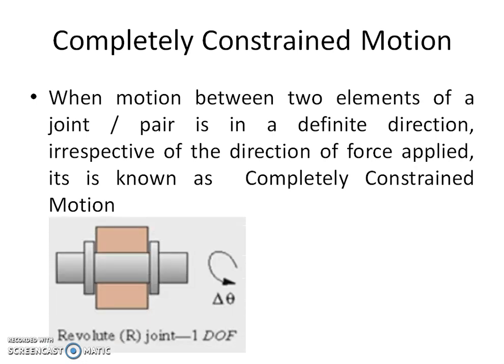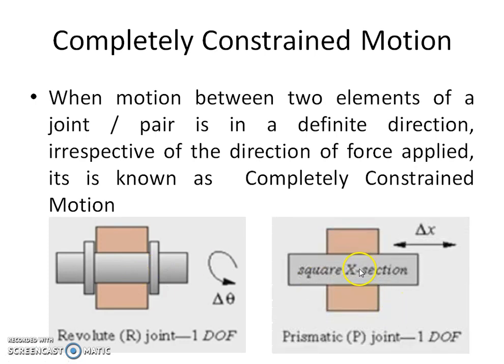An example is a revolute pair, in which there is rotary motion about the axis of this cylindrical part. However, the object cannot move in this direction because of the collars on either side of the cylindrical pair or revolute pair over here. Another example is a square section bar, which is forming a prismatic pair or joint. This bar can move in the x direction, but it can't rotate about the axis. So these two represent completely constrained motion.